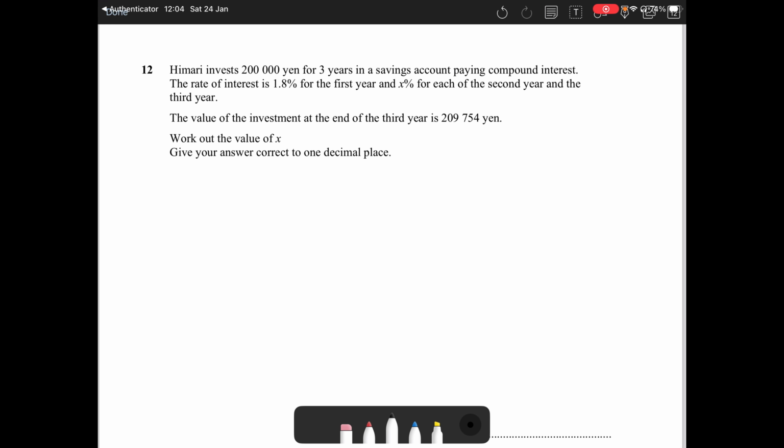Number 12, right, Himari is an investor by the looks of things, and is investing 200,000 yen for 3 years in a savings account, paying compound interest. Keyword: compound interest. And we're given... All right, so Himari is investing here.